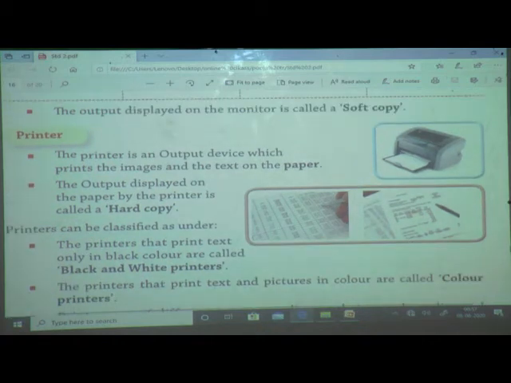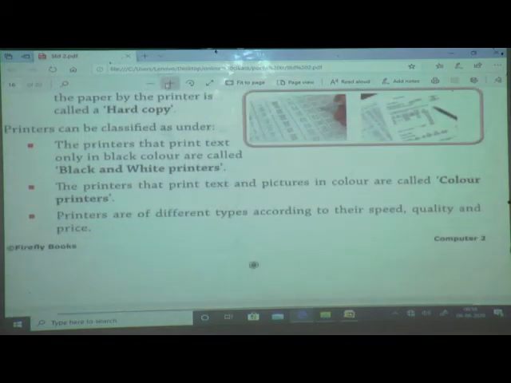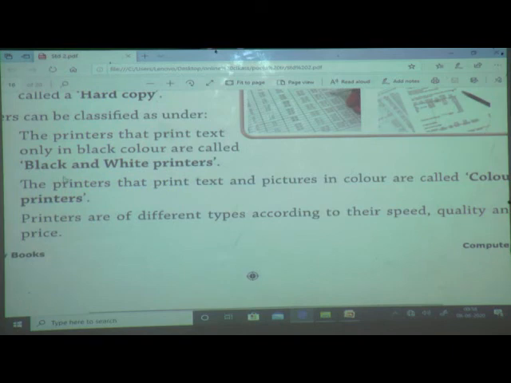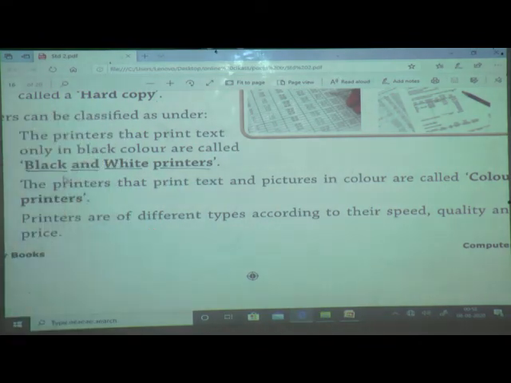Output displayed on the monitor is called a soft copy, and by using a printer we can get a hard copy. Printers can be classified as follows. The printer that prints text only in black color is called a black and white printer. Next, the printer that prints text and pictures in color is called a color printer.